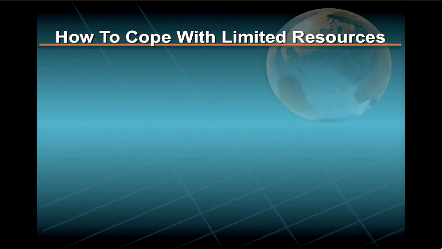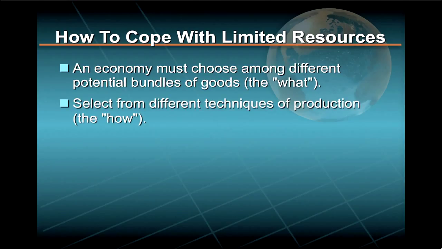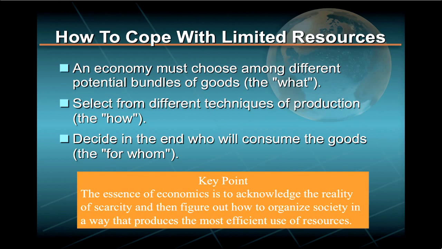Faced with the undeniable fact that goods are scarce relative to wants, an economy must decide how to cope with limited resources. It must choose among different potential bundles of goods, the what, select from differing techniques of production, the how, and decide in the end who will consume the goods, the for whom. In a very real sense, then, the essence of economics is to acknowledge the reality of scarcity and then figure out how to organize society in a way that produces the most efficient use of resources.